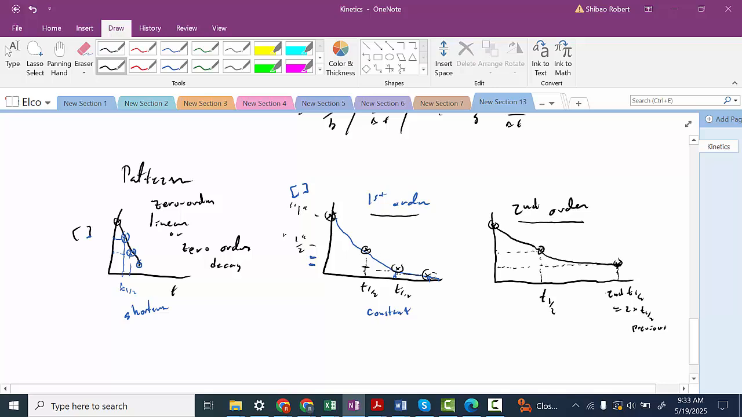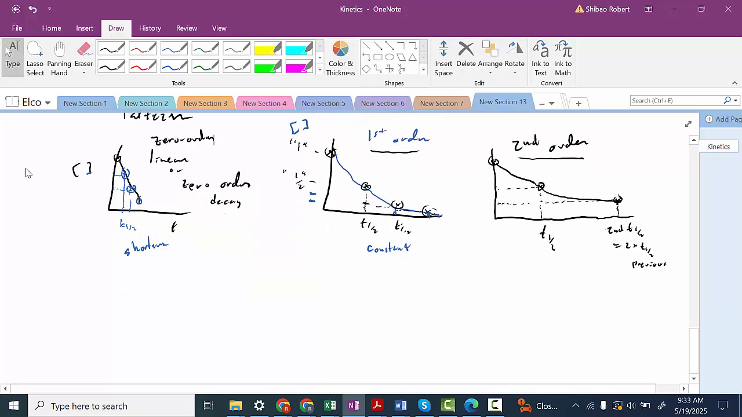Now, that's the pattern in the half-lives, T1/2. But we also see a pattern in terms of the rates here, or the slope. And so the rate, or the slope, also shows a pattern too. And the rate of the slope is going to look like this. So for zero order, the slope doesn't change.